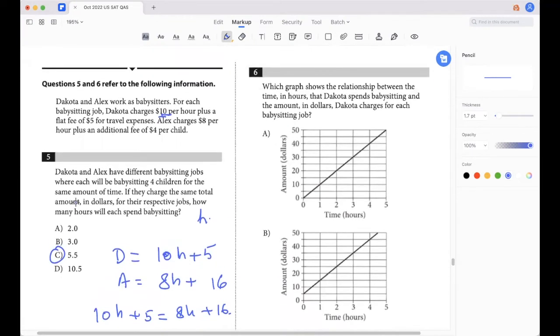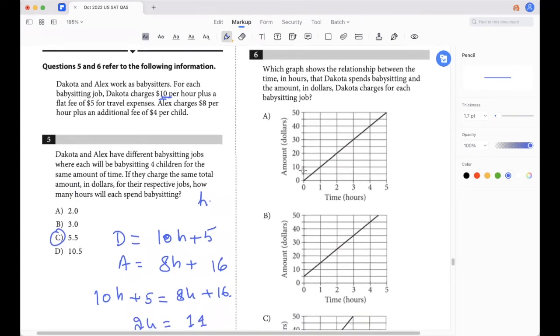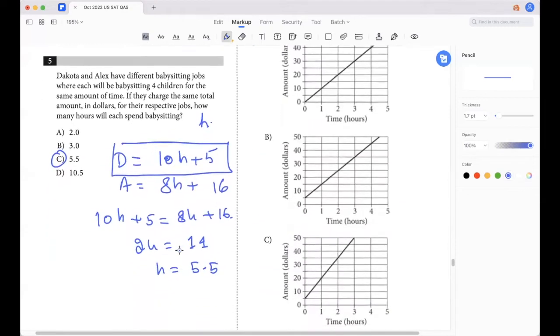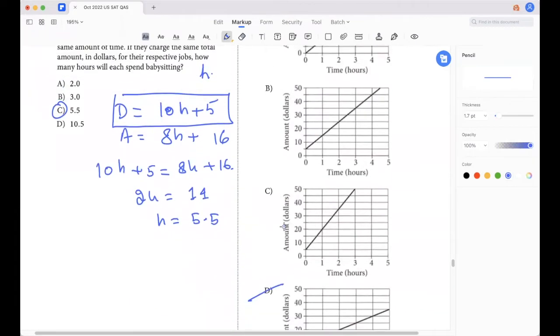Which graph shows the relationship between the time that Dakota spends babysitting and the amount that she charges? So there's a flat fee, right? Which means that it cannot start from the origin. There is a y-intercept because effectively her equation is this. So the y-intercept is 5 and the slope is 10. So you can see that the y-intercept is 5 in options B and C. So D is also out.